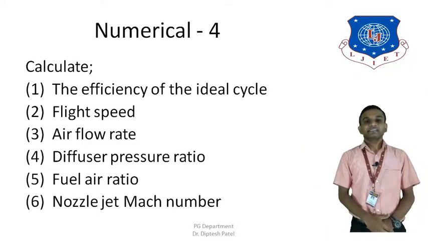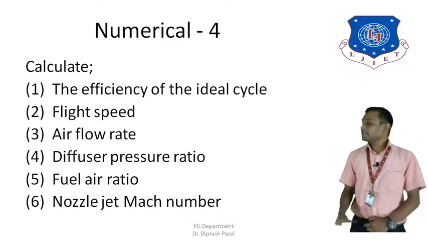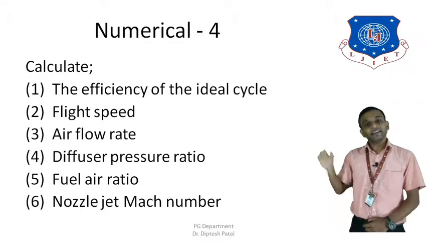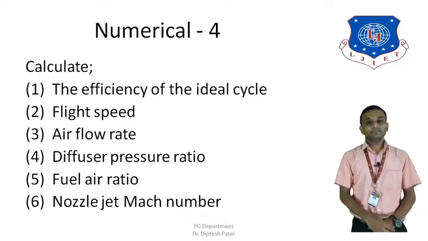First one is the efficiency of the ideal cycle, eta R. Second one is the flight speed, small u. Third one is the airflow rate, m_a. Fourth one is the diffuser pressure ratio, r_d. Fifth one is the fuel air ratio, m_f upon m_a. And the last one is the nozzle jet Mach number, so we need to calculate the Mach number at the exit of the nozzle, that is M4. So these are the six different findings that we need to go through in this numerical.